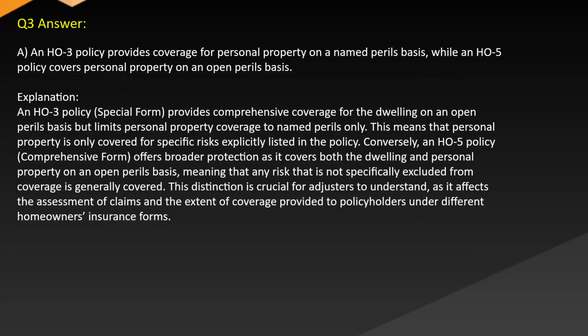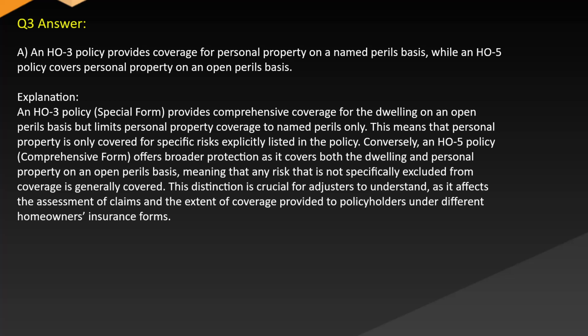Answer A. A HO3 policy provides coverage for personal property on a named perils basis, while a HO5 policy covers personal property on an open perils basis. Explanation. A HO3 policy, special form, provides comprehensive coverage for the dwelling on an open perils basis but limits personal property coverage to named perils only. This means that personal property is only covered for specific risks explicitly listed in the policy.